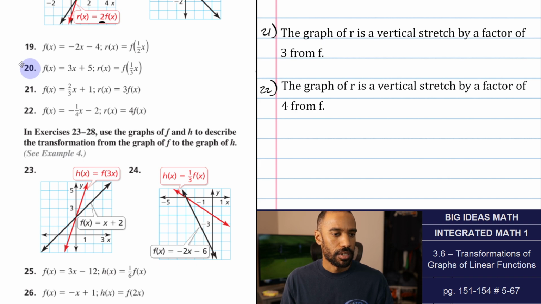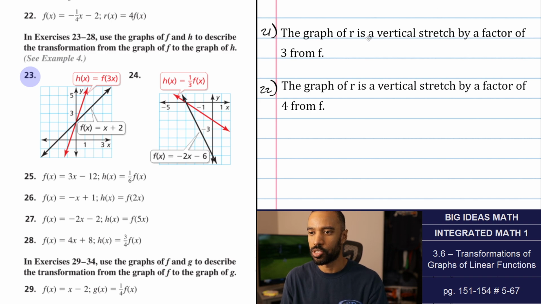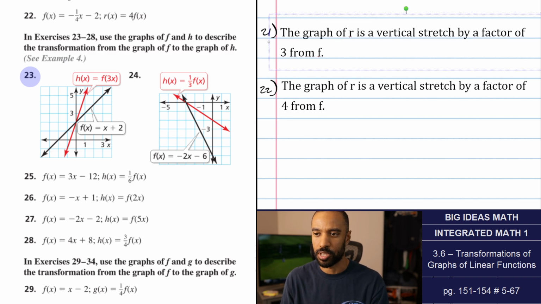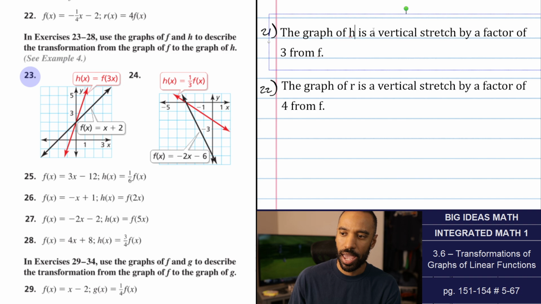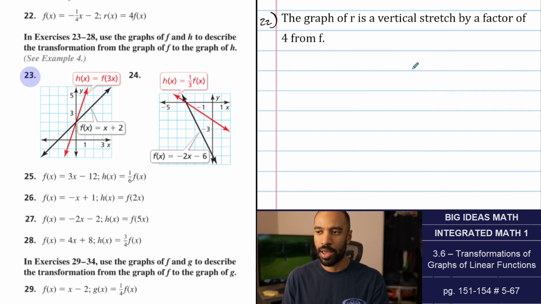Okay. Numbers 23 to 28, same thing. We're going to go back to the letter H, though, instead of R. So I'm going to get this one prepped up and ready to go. So H. And let's go ahead and get ready. These ones look like they will be shrinks instead of stretches.